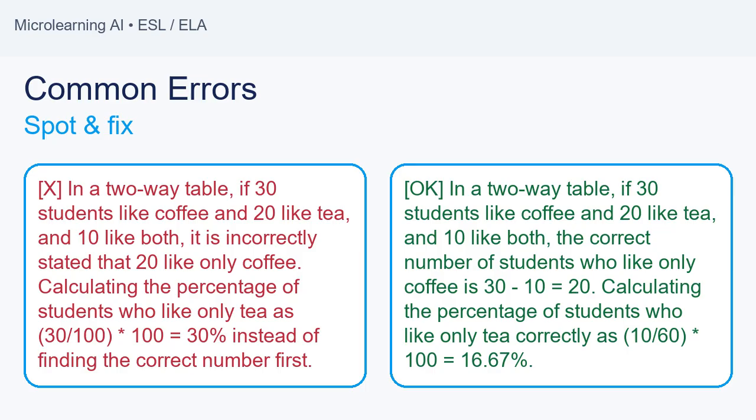Correct versions are, in a two-way table, if 30 students like coffee and 20 like tea and 10 like both, the correct number of students who like only coffee is 30 minus 10 equals 20. Calculating the percentage of students who like only tea correctly as 10 over 60 times 100 equals 16.67%.